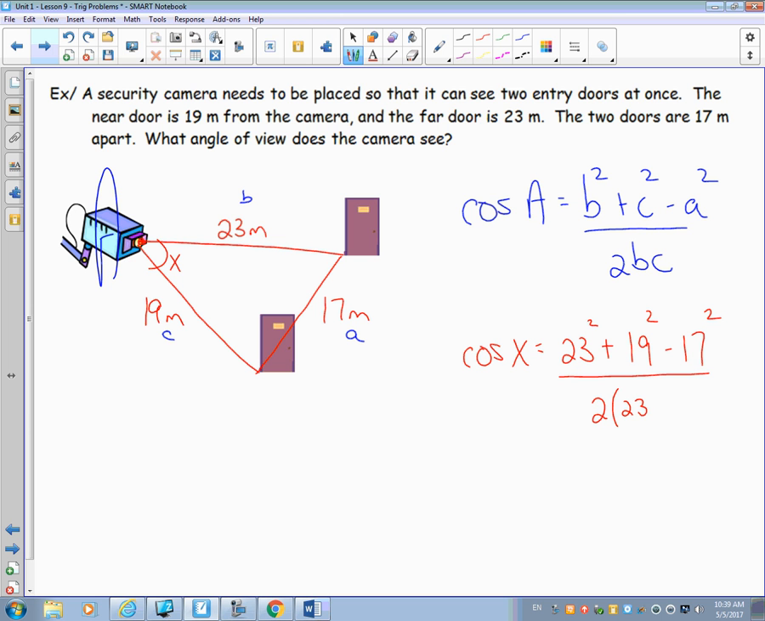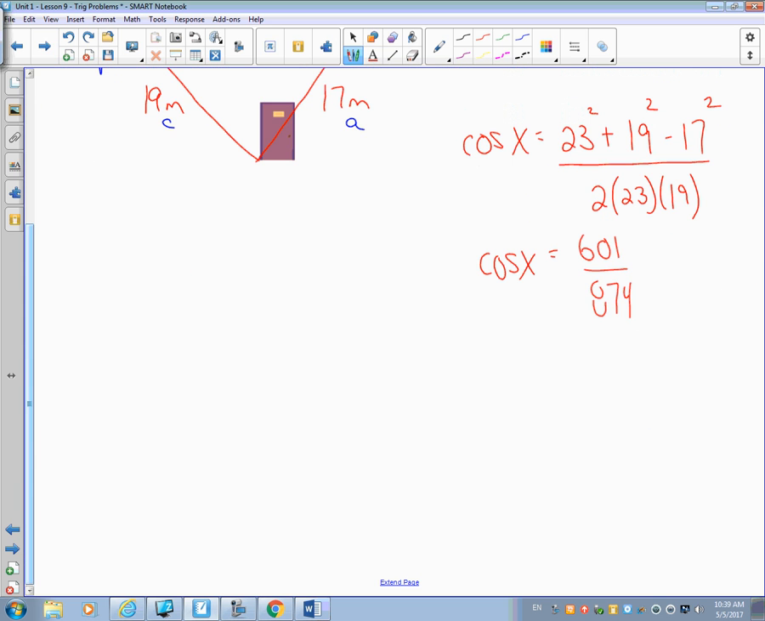Over 2bc. Okay, do the fractions, top half and bottom half separately. We've got 601 on the top and 874 on the bottom. That's for cos x. I want x. Whenever I want to find an angle, I have to use an inverse. So I'm going to take the inverse of whatever this happens to come out to. Just use my fractions in my brackets. And I got 46.56 degrees. Okay?